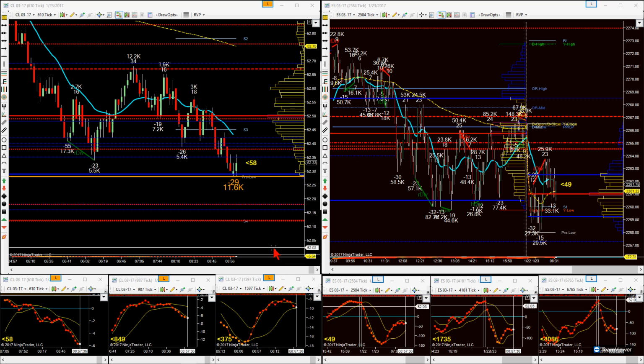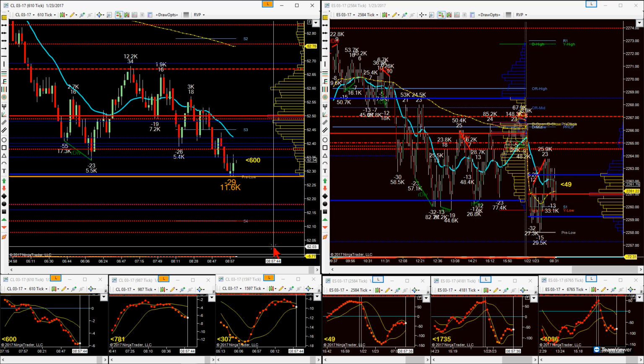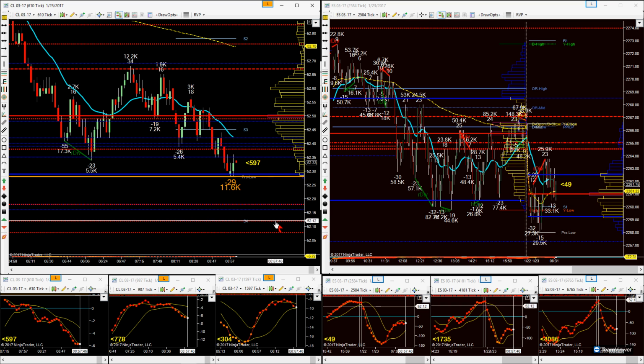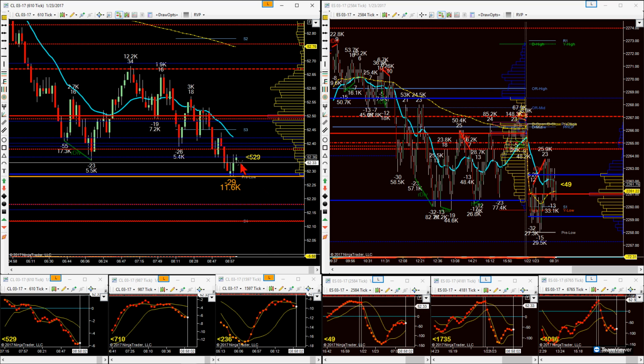Let's see here. See these levels, these are actually naked VPOCs. There's one here, one of these here we drew. Okay, you can see I can move it. I can't move this one. That means it's automatically been drawn for us by our volume profile software.